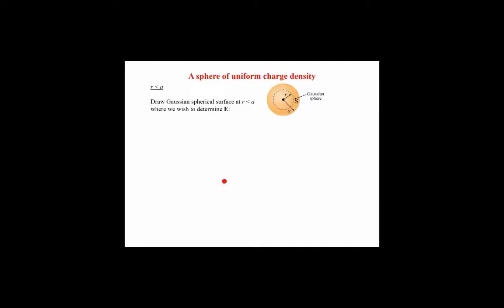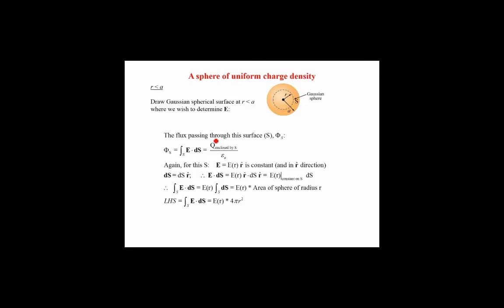Now we have to draw a Gaussian surface inside. We say that it's a function of r again. So we wish to find the E field here. We go through the same arguments in terms of finding the flux through this surface S. Everything here is the same except we're inside, so we'll have again the area of that particular sphere times the E field as a function of r. This is the magnitude.